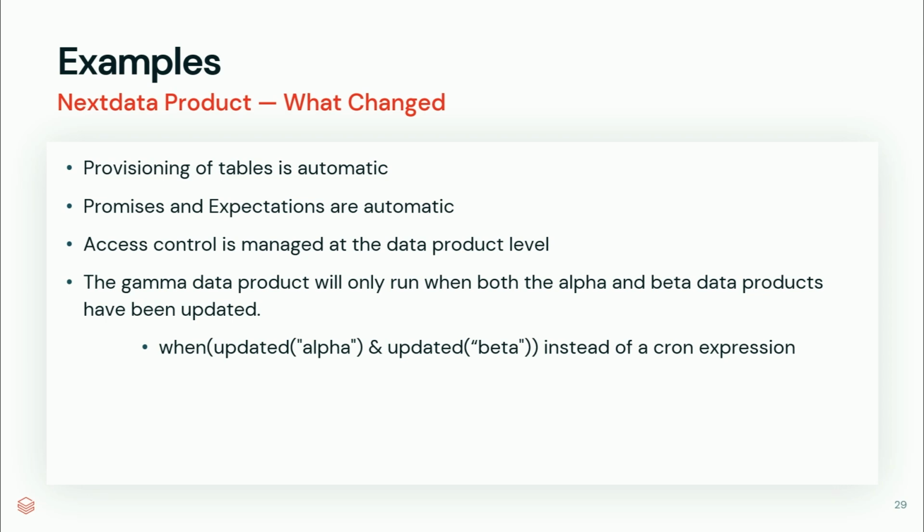And then the fun part, I was able to orchestrate the behavior of the gamma transformation between the alpha and beta data products by using this when statement to say, when alpha and beta are done, I want to run. And then our transform runs.